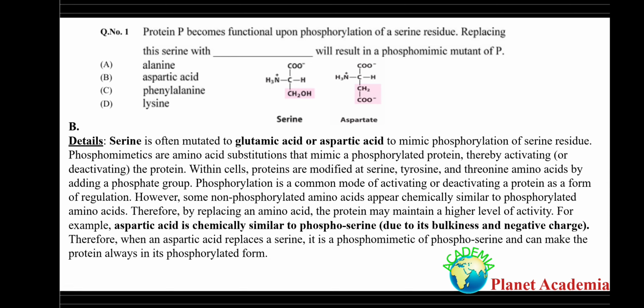phosphorylation of serine residue. Replacing this serine with some other amino acid will result in a phosphomimic mutant of P.